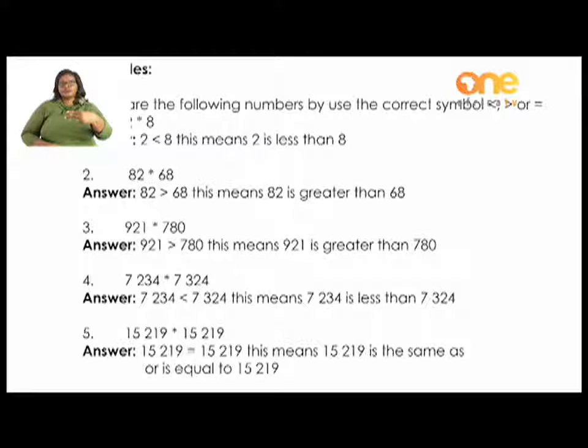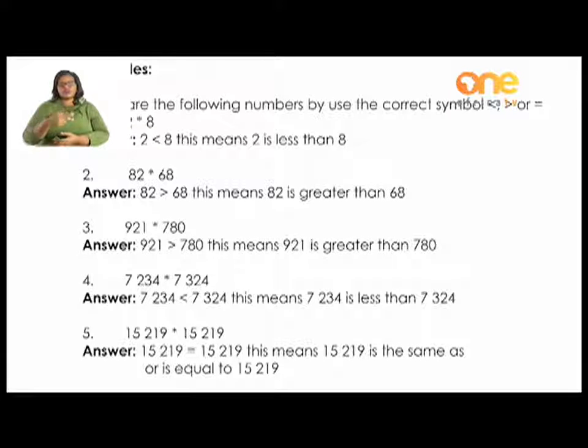Then let us go to number 2. We are having 82 and 68. By comparing the two numbers, we see that the first one is bigger than the second one. So we are going to use a bigger than sign. On number 3, we are having 921 and 780. We will see that 921 is bigger than 780.